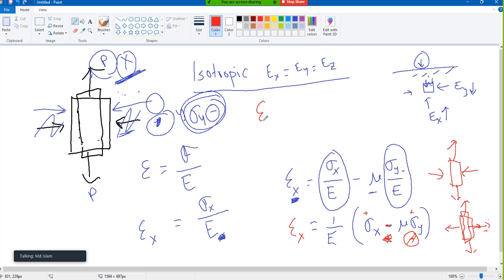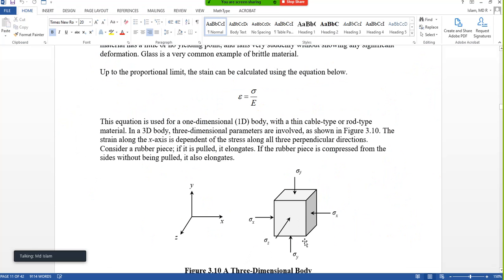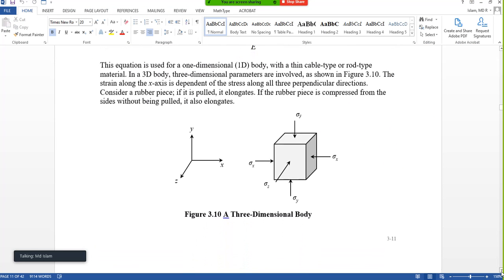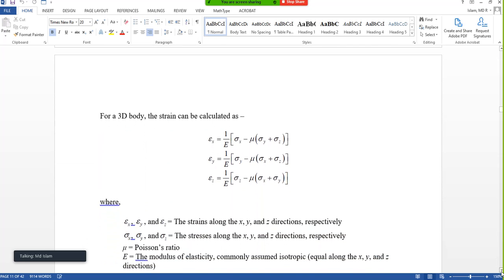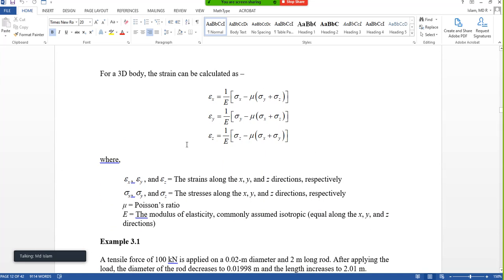Okay, same way, if it is three-dimensional, we can write this equation that way: sigma x minus mu times sigma y plus sigma z. So hopefully you learn this equation, whatever equation is in your book. In this body I wrote three equations. Do not get nervous, do not get upset. It is that same equation. When I am taking sigma y, sigma y is here, sigma x and sigma z are here. When I am taking epsilon z, sigma z is here, sigma x and sigma y are here. And sigma means stress, epsilon means strain.